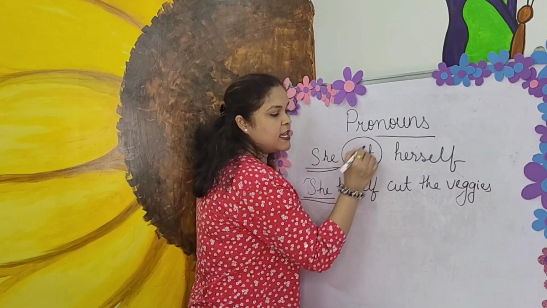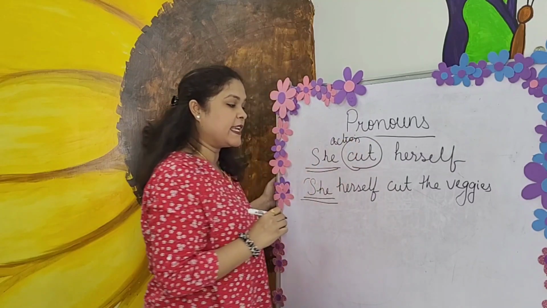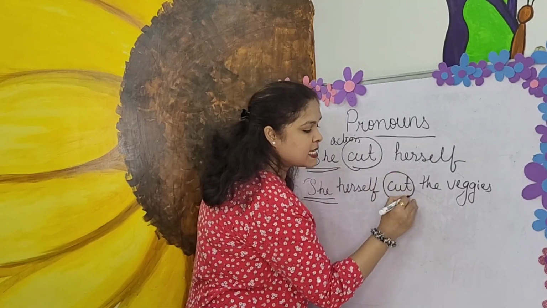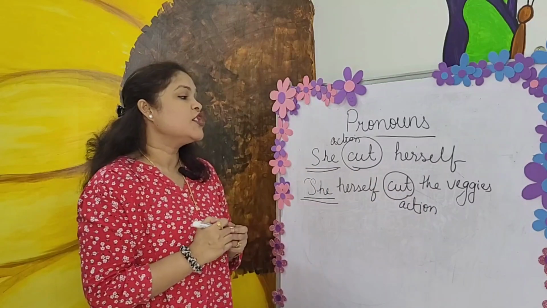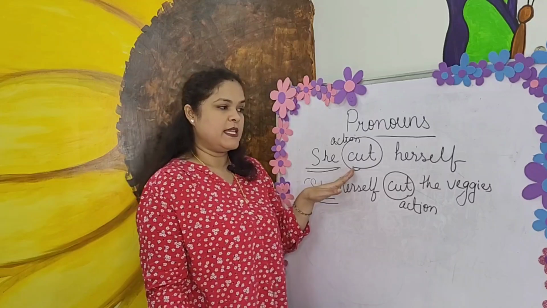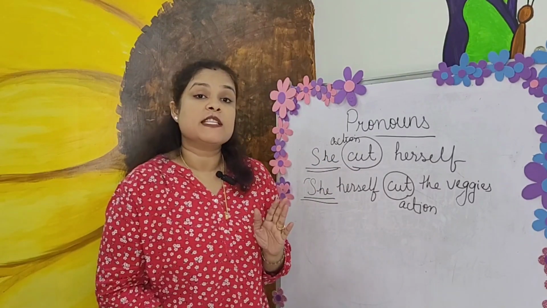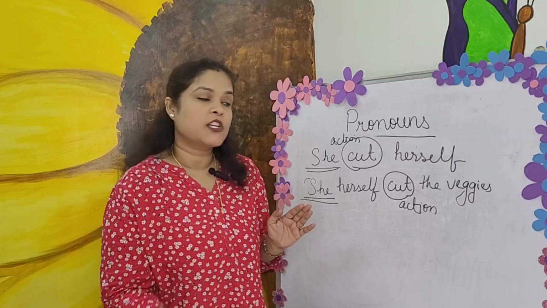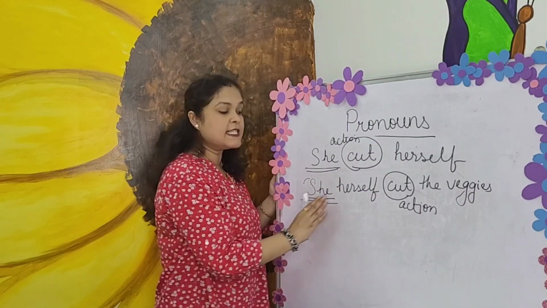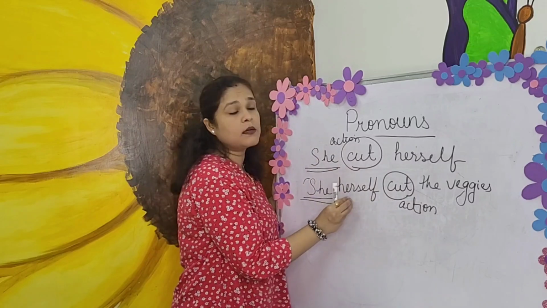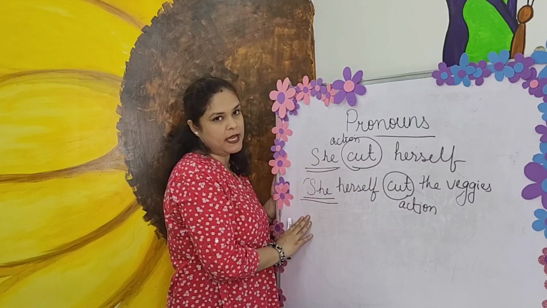Here the action is cut, right? Cut is the action. In the second sentence also, cut is the action. Now if I see the first one, she cut herself, which means, as I told you, there has been a cut which has happened because of her. The action comes back on the subject. And in the second sentence, the pronoun herself is emphasizing the action which is done by the subject.